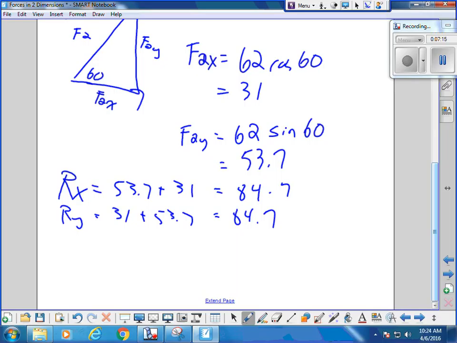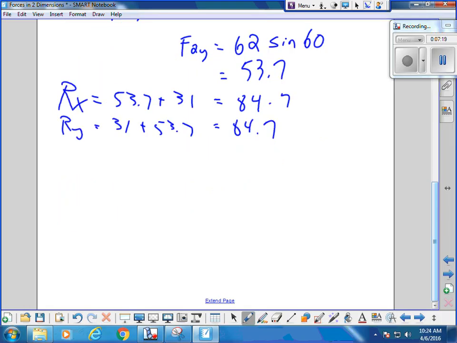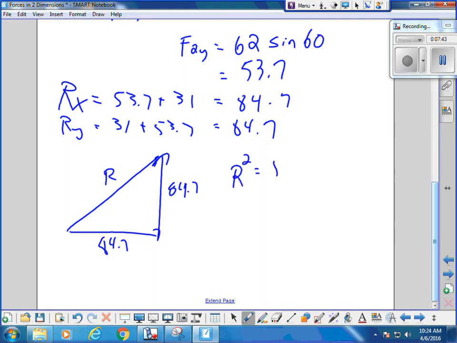Do I need to draw the triangle? It probably wouldn't hurt, especially at this point, as I'm demonstrating for you. It's a 45-degree one, right? Is that called equilateral? I always forget. Equiangular, yeah. 84.7, 84.7, resultant. So R squared is 84.7 squared plus another 84.7 squared.